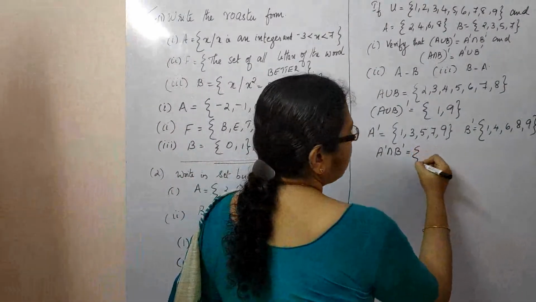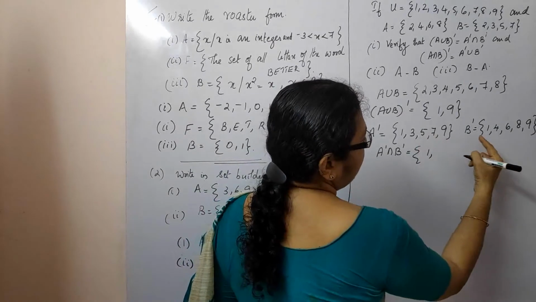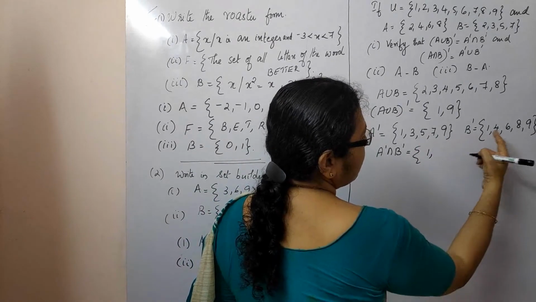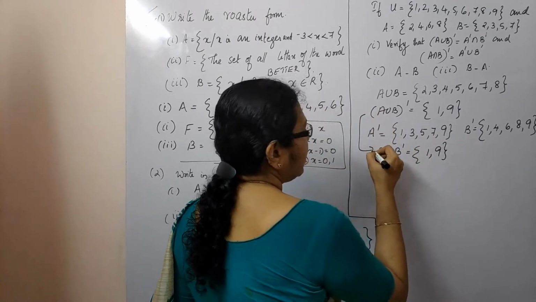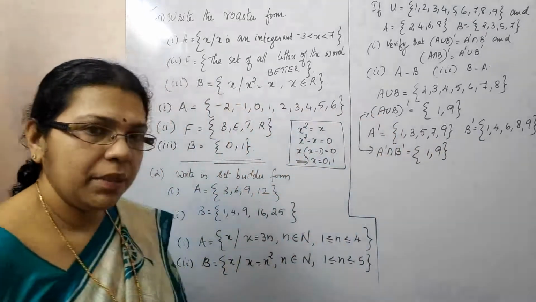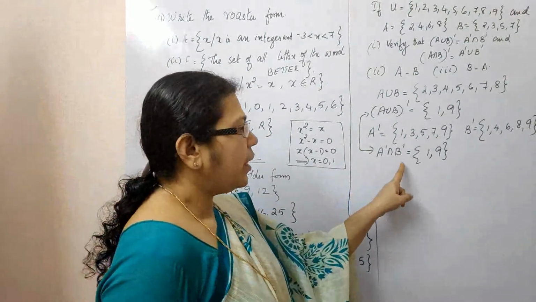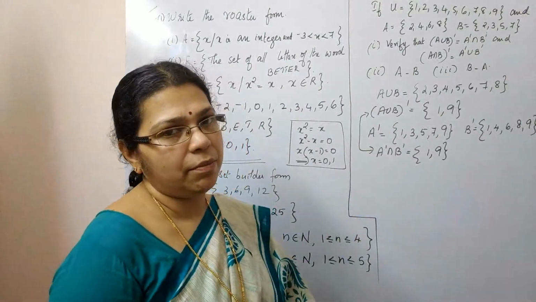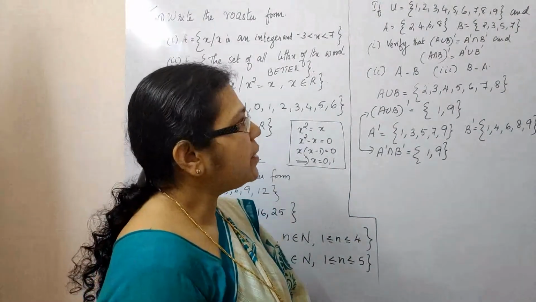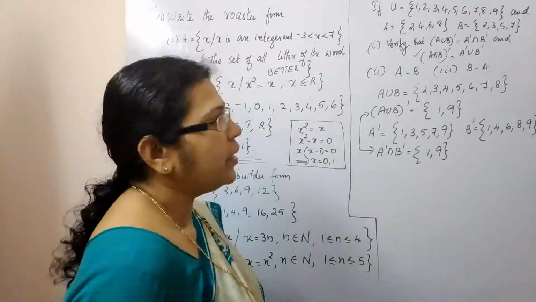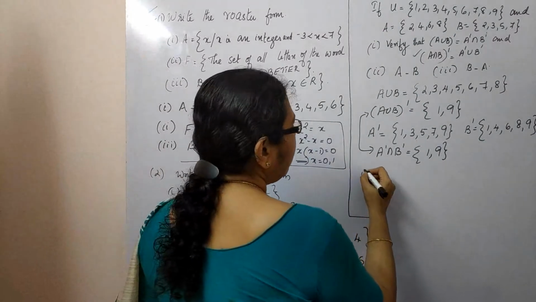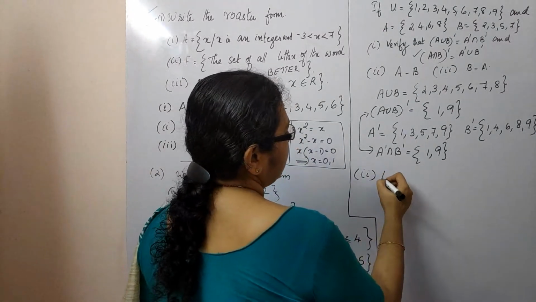Which are those elements? 1 is common. Again, 3 is not there, 5 is not there, 7 is not there, 9 is there. Right? Now see this and this. Aren't they the same? A union B, the whole complement is equal to A complement intersection B complement. Am I clear? Can you do the second part? This verification part, A intersection B, the whole complement. Try doing it. Okay.